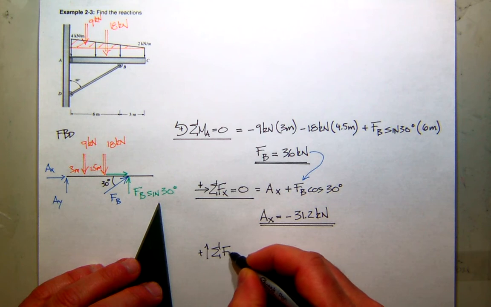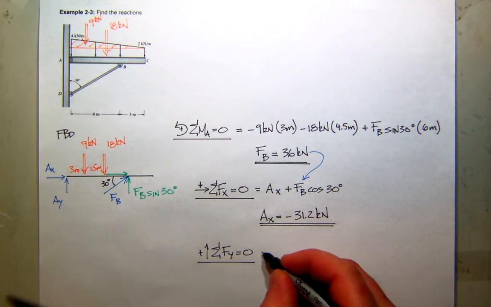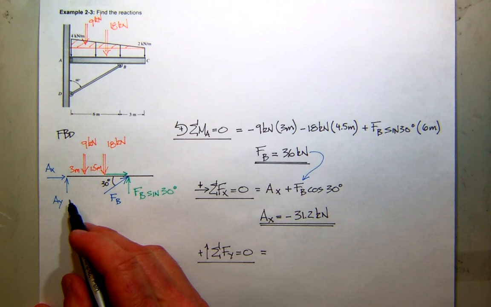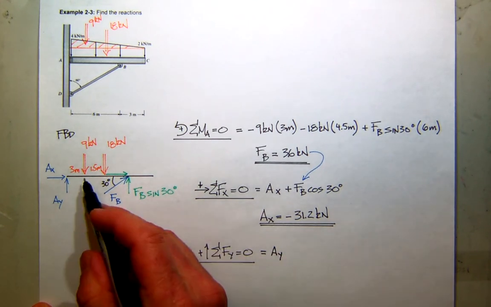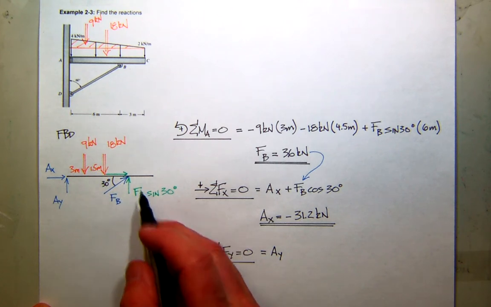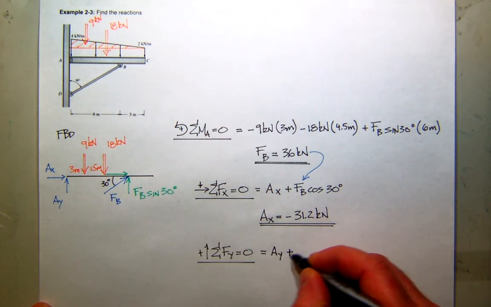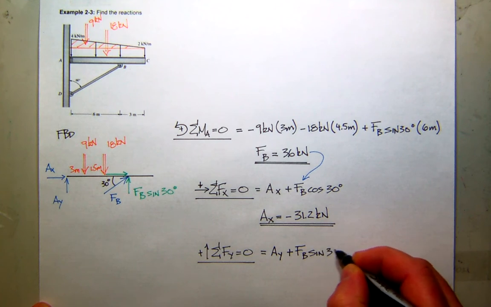So we will. And I will assume up is positive. So starting over here, my AY is up. So we'll assume that's positive. I've got all these forces acting down. Oh, I've also got this force acting up. So let me put that one in there. So that'll be plus FB sine 30. Those are my reactions.